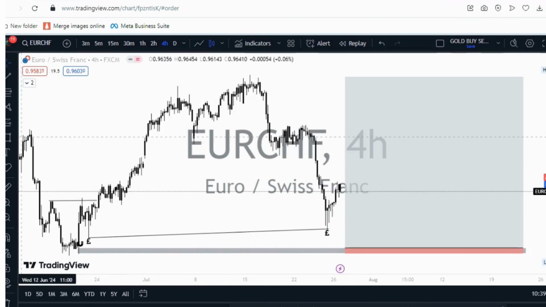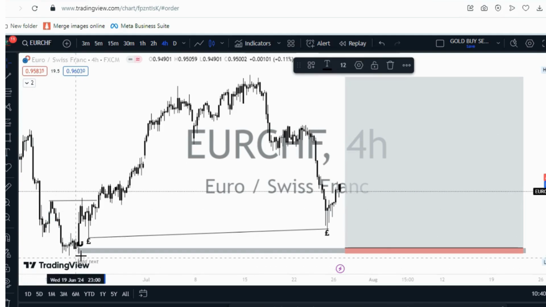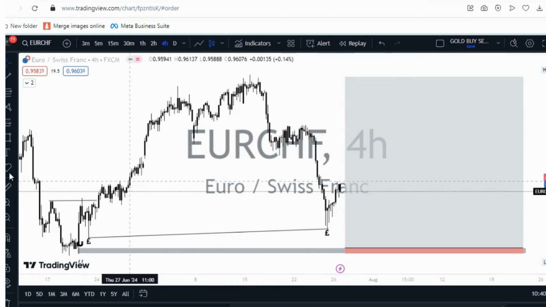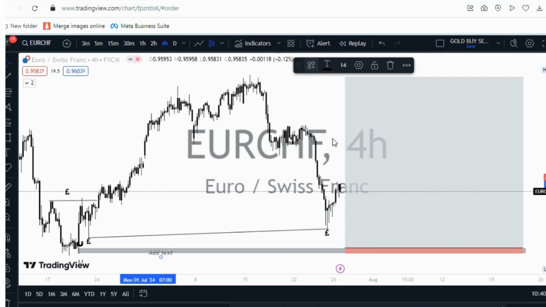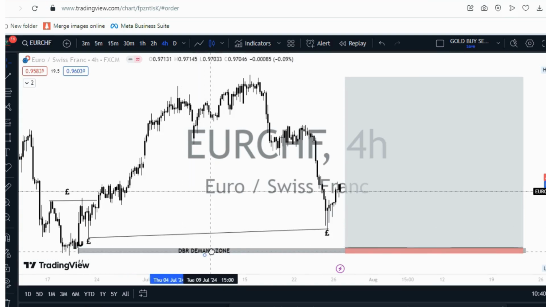And then we have the low. We have our low here. We have our low right here. And then we have our break of structure right here. And then we have our drop base rally. Drop base and the rally. Like that.